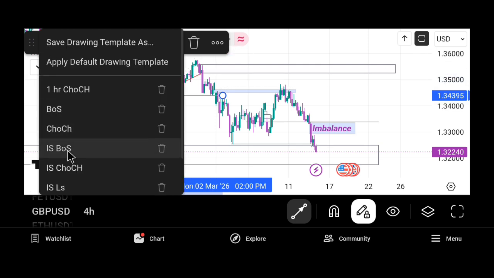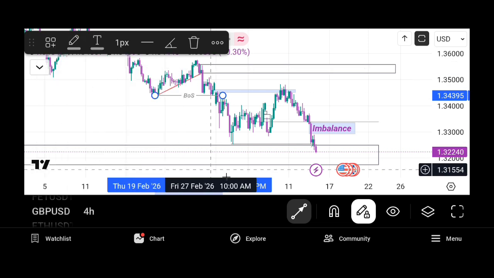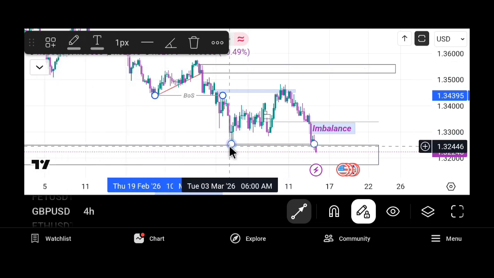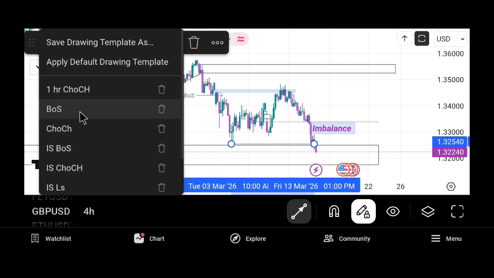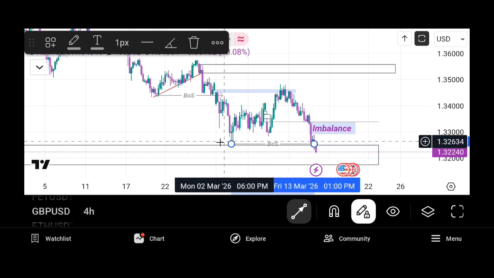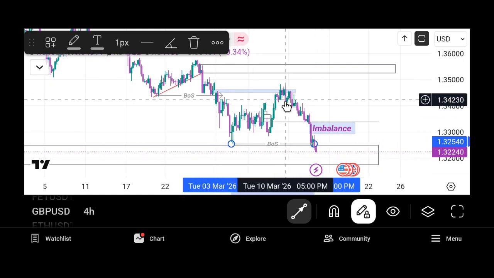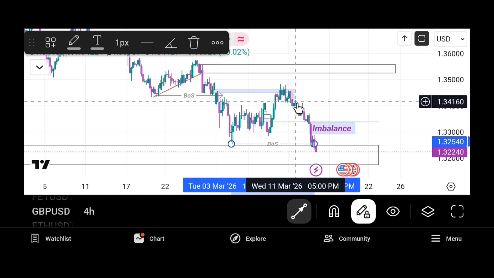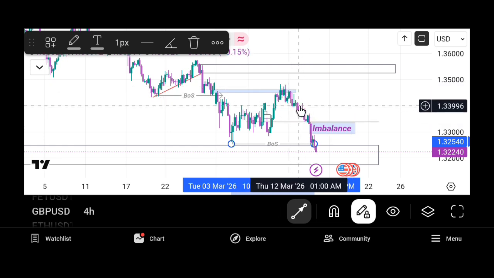I have this break of structure, and I have this break of structure. So this is a double break of structure right here. So all this space is looking relatively equal. Market could use it as liquidity. Could.